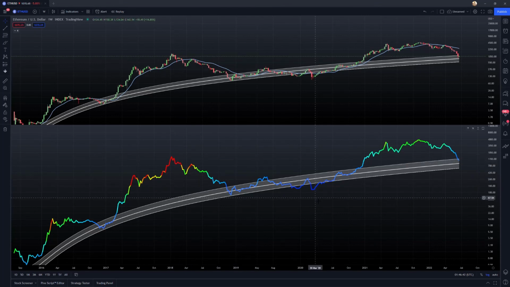That's my thesis, that's my belief. And I think the fact that we didn't have such a crazy mania blow-off top will correspond to the fact that we won't have the inverse of that, where we have an extreme capitulation to absurdly low levels below this logarithmic regression curve. So that's the end of my analysis on Ethereum and this logarithmic curve.